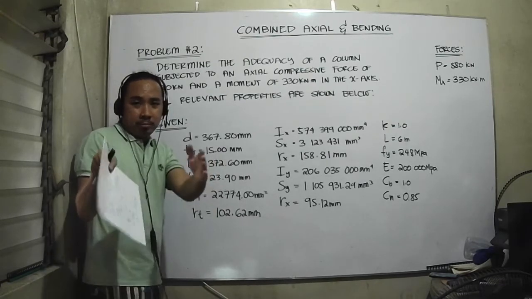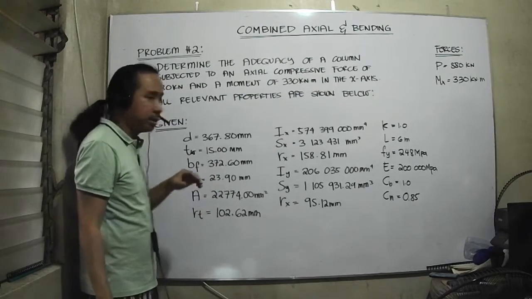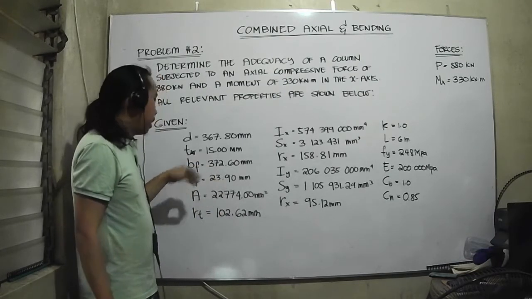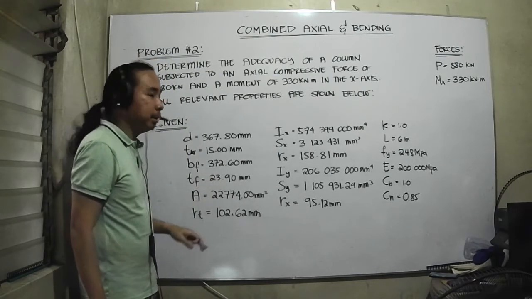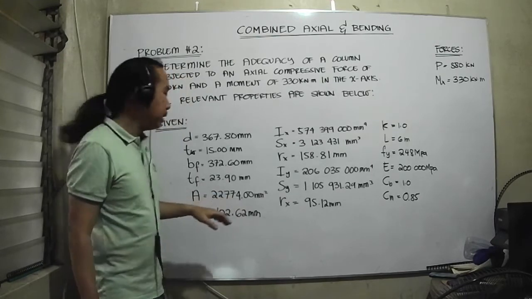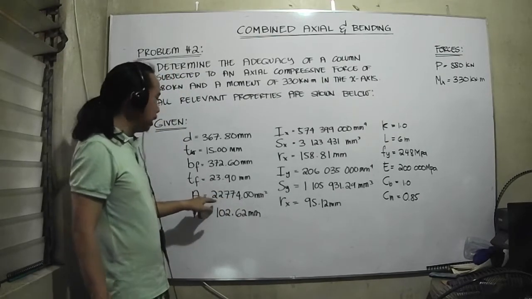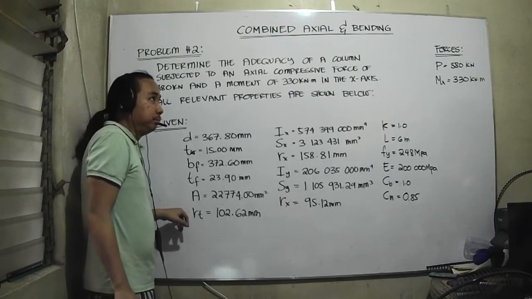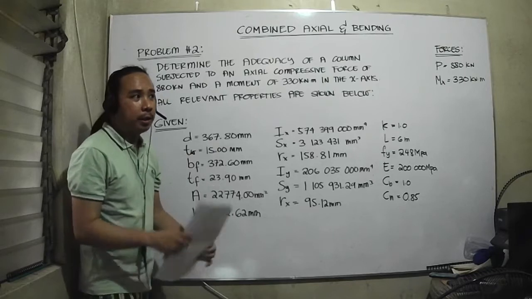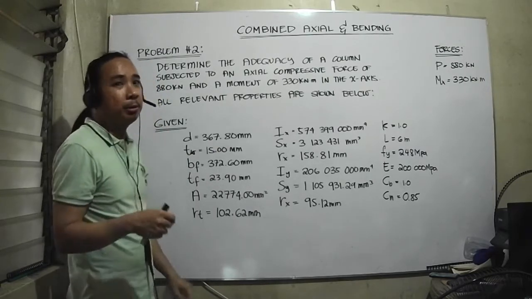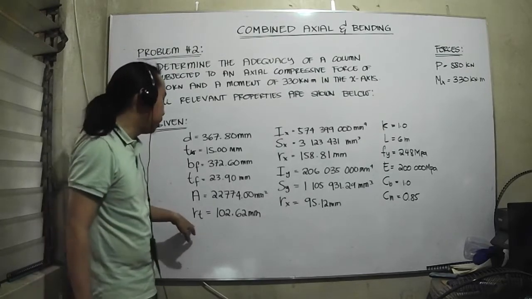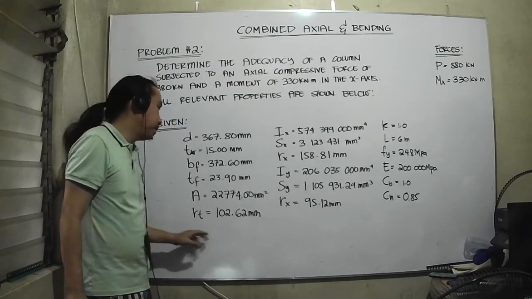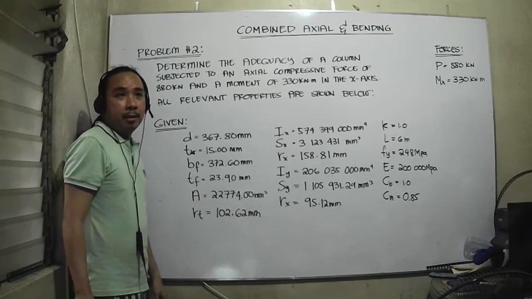The width of the flange, this is true for the top flange and lower flange, is 372.60 millimeters. We have the thickness of flange, which is equal to 23.90 millimeters. We have the cross-sectional area, which is 22,774 square millimeters. And then we have the radius of gyration of one-third of the flange, another relevant beam data, rT, which is equal to 102.62 millimeters. I think you will remember this term from the previous lesson about beams.